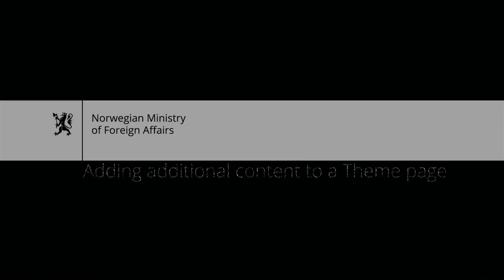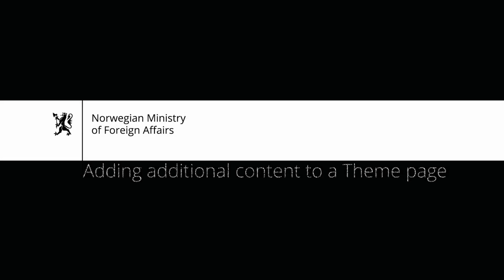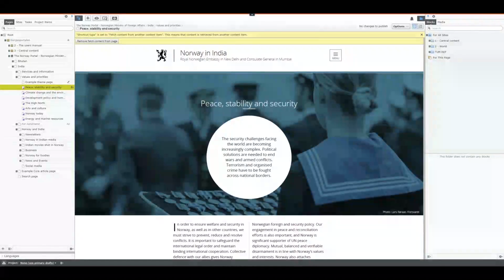Hello and welcome to this video on the theme page, and specifically how to add additional content to existing theme pages in your structure. First of all, you have to just find your theme page, which is always under values and priorities, and it should be 8 of them, or 7 if someone has removed one, depending on your language, and you can just click any of the pages.